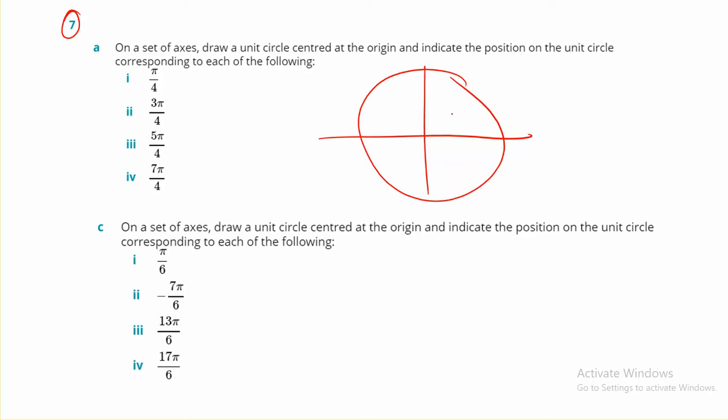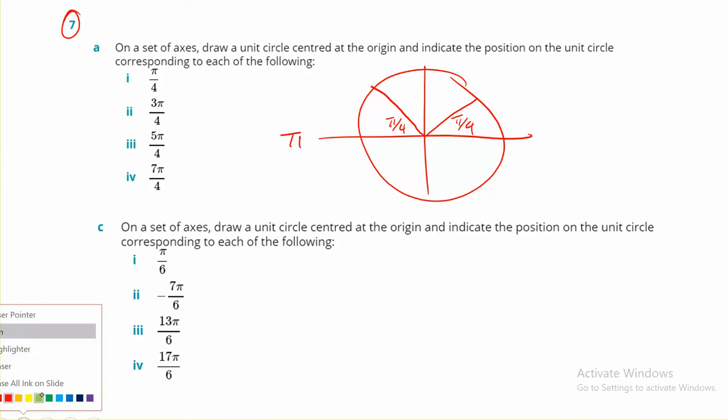Okay, pi over 4 is 45 degrees. So it's roughly here. This is pi over 4. 3 pi over 4 is 3/4 of a pi. Remember, this is pi. 3/4 of a pi would be pi over 4 less than pi, which is here. So this will be where 3 pi over 4 is. If I draw this in green, this angle would be 3 pi over 4.